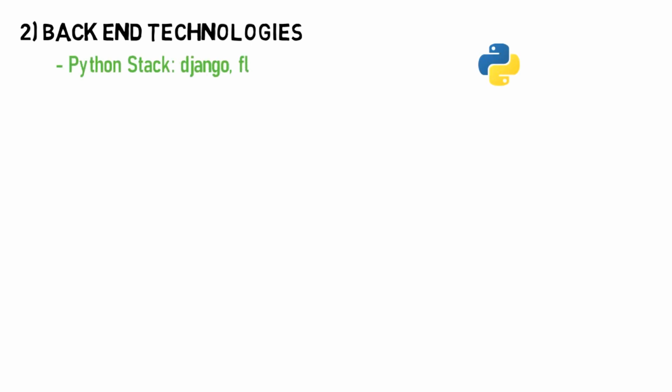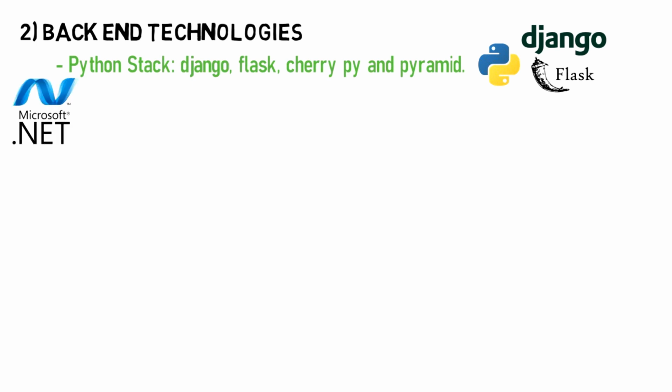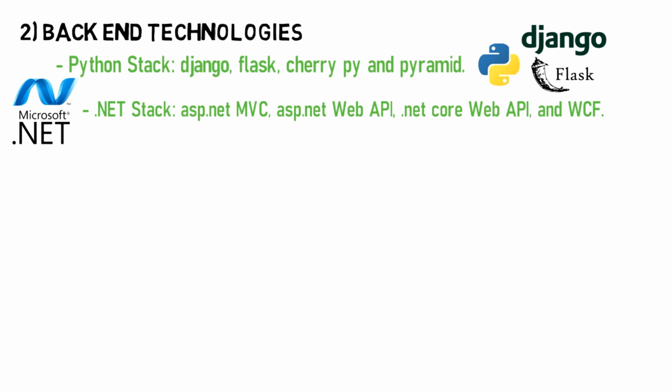Next, we have the backend technologies. The backend technology helps in communication between the front-end and the databases. For backend, we have a variety of options to choose from. I will mention some of the popular technologies that can be used to develop the backend part. At first, we have the Python stack, which has some of the popular backend frameworks such as Django, Flask, CherryPy, and Pyramid. Next, we have the .NET stack, which consists of some of the popular backend frameworks such as ASP.NET MVC, ASP.NET Web API, .NET Core Web API, and WCF.